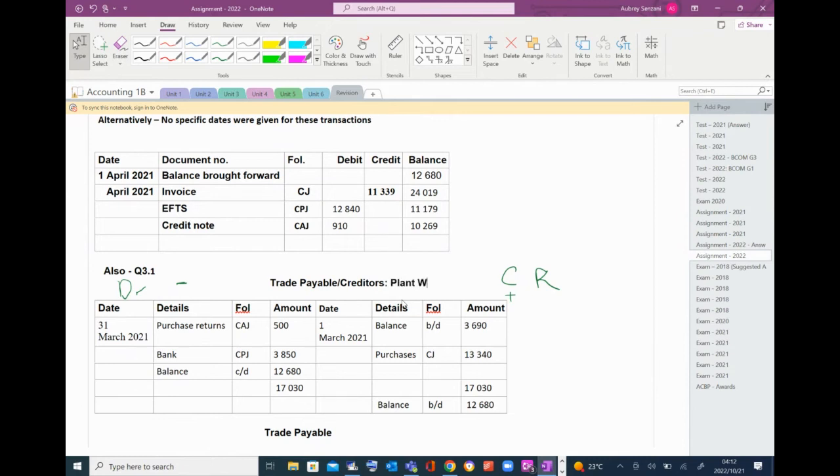Because remember, Plant World is the supplier. Jasmine World is us, the business. Does that make sense? And why I said I lie and why I'm correcting myself here is because remember, the creditors control is a summary of all your creditors. Right now, we're dealing with only one of our creditors, that being Plant World. Does that make sense?